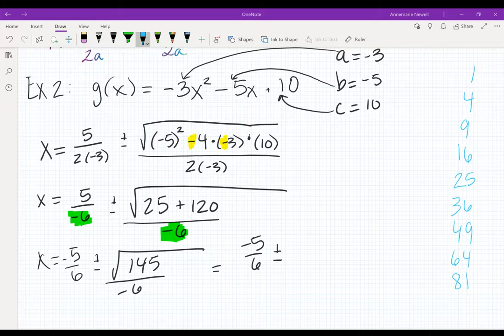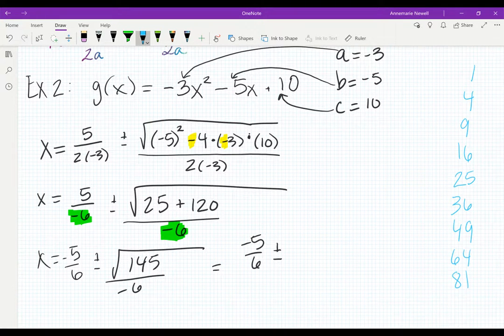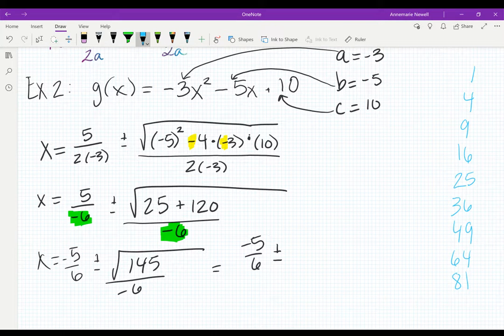145 divided by 49. 145 divided by 64. 145 divided by 81. And you know what? It's definitely not divisible by 100, and it's definitely not divisible by 144. So actually, this is like the most simplified it can be, which is kind of crazy. So we're just going to leave it as the square root.